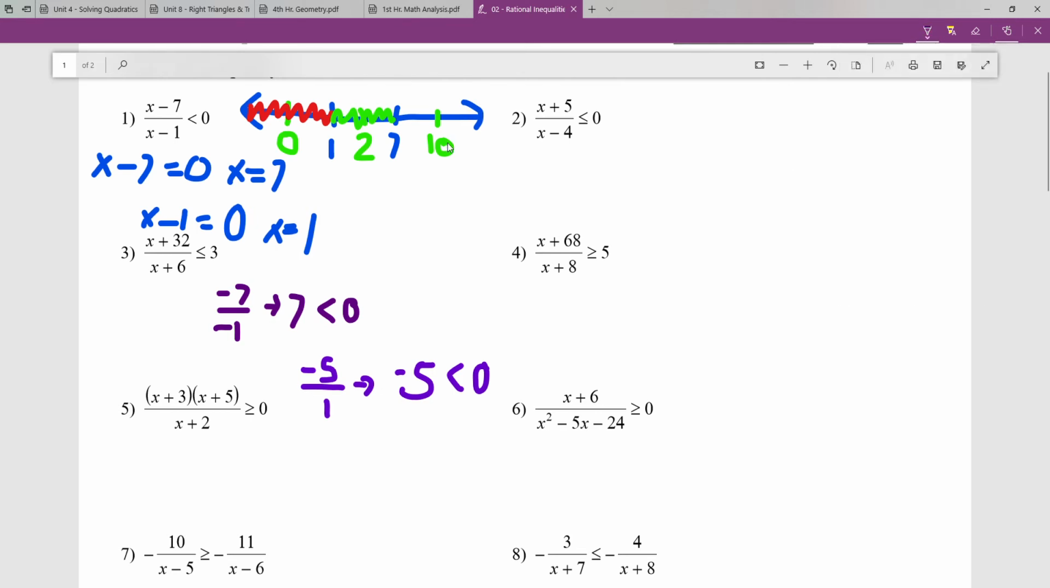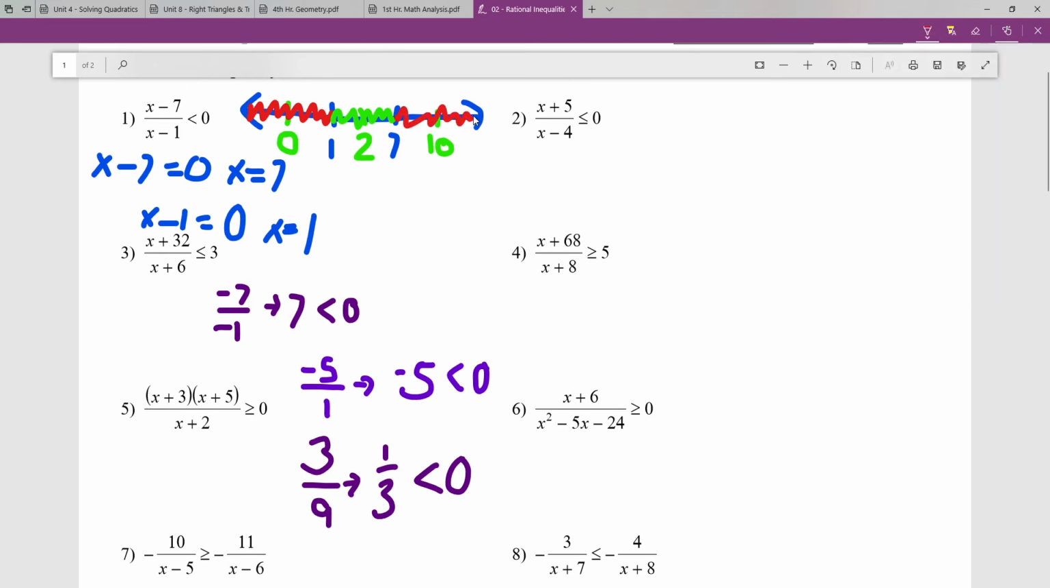We'll try our last one here, 10, right? 10 minus 7 is going to get us 3. 10 minus 1 is going to give us 9. 3 over 9, or 1/3. Is that less than 0? Of course not, because it's positive. So that is an interval that does not work.